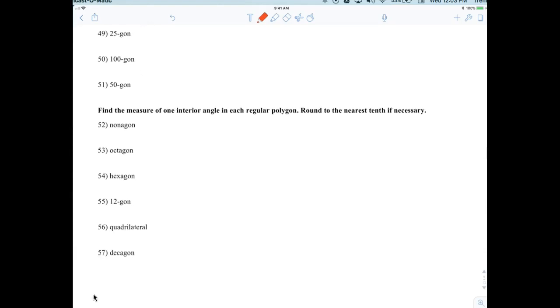Now, who remembers how to find each angle? Very good. You do the same thing, except now you divide by n. Very nice. All right, so I want everybody to write down the interior angle is equal to n minus 2 times 180 divided by n. That's the formula that you're using for those problems, 52 through 57. So bear with me.